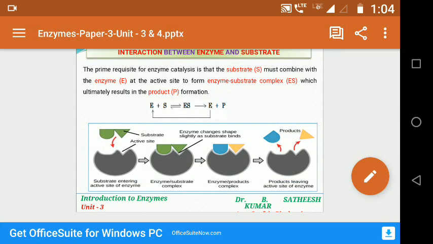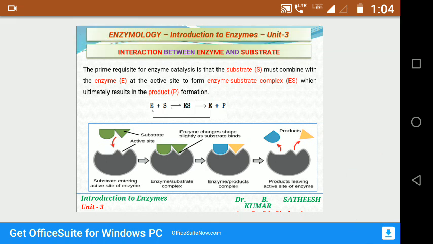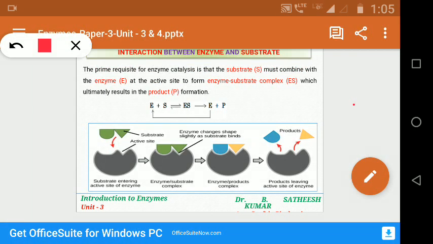In today's class, we are going to discuss how the enzyme interacts with the substrate at its active site. We already discussed that the active site is the site where a specific substrate binds to the enzyme. In an enzymatic reaction, the enzyme binds to the substrate, and it forms an enzyme substrate complex.